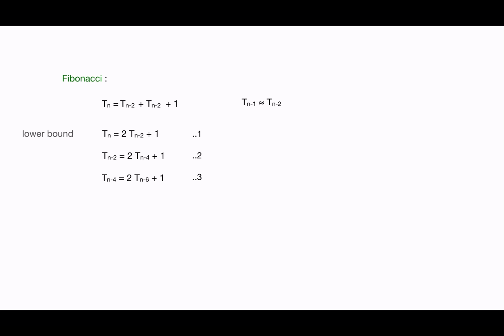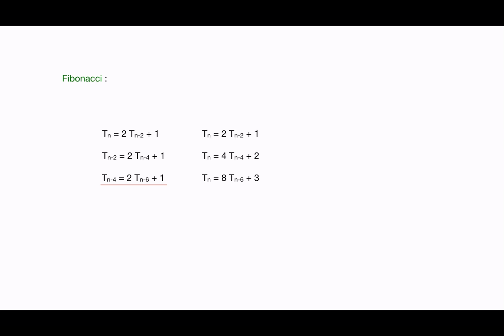When we substitute the value of Tn minus 2 in the first equation, we get Tn equals 2 multiplied by 2Tn minus 4 plus 1, plus 1. So this becomes Tn equals 4Tn minus 4 plus 2. And now we're going to put the value of Tn minus 4 from the third equation into this equation. So let's put the value. When we put this value in this equation, we get Tn equals 4 multiplied by 2Tn minus 6 plus 1, plus 2. This becomes Tn equals 8Tn minus 6 plus 3.